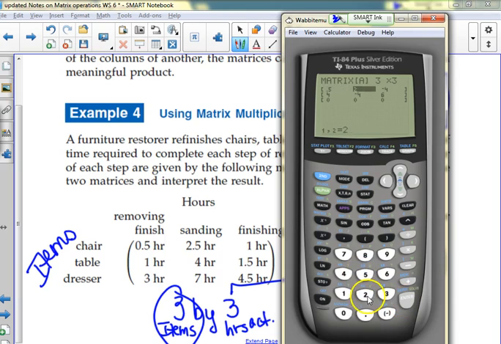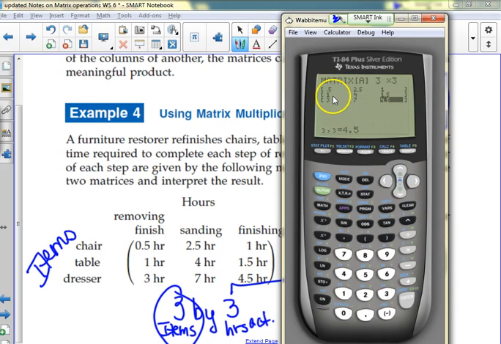0.5, enter. 2.5, enter. It goes across as you hit enter. 1, then goes down to the next row. 1, 4, 1.5. And 3, 7, 4.5.